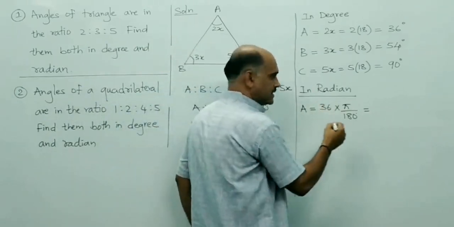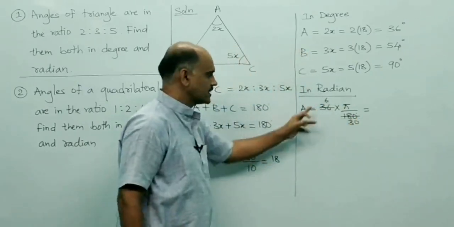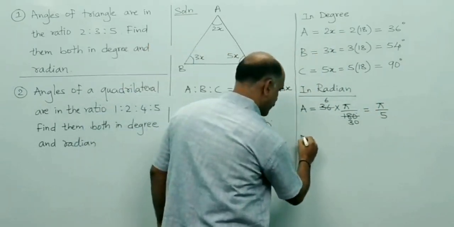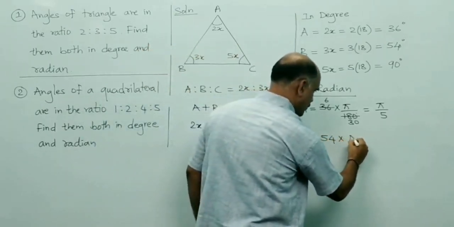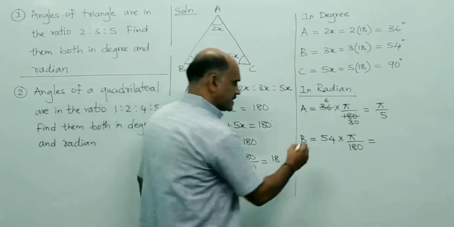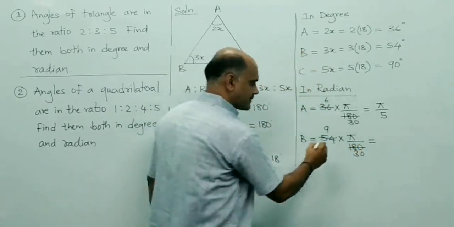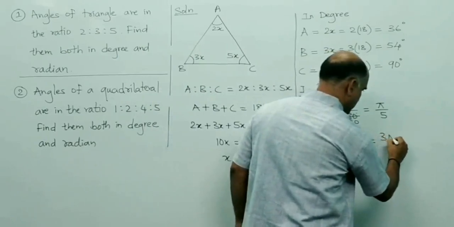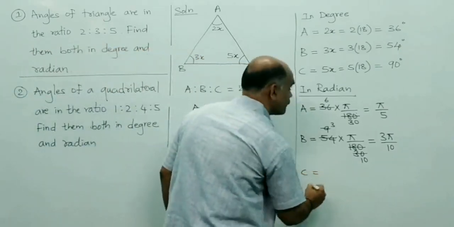So you cancel, you will have, 6 6s are 36, 6 3s are 18, 0. 6 5s are 30, so you will have answer pi by 5. A is pi by 5. B is equal to 54 into pi by 180. Again you simplify. 6 9s are 54, 6 3s are 18, 0. Again you can simplify. 3 3s are 9, 3 10s are 30. So you will have answer 3 pi by 10. Then third, C is equal to 90 degree.